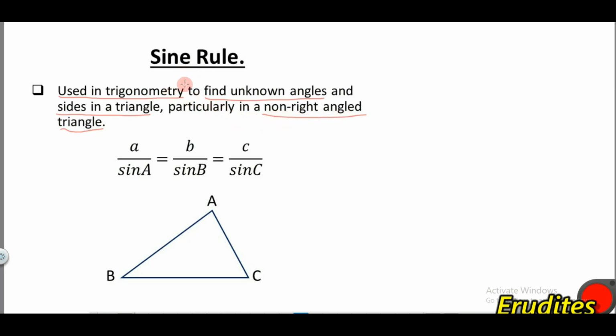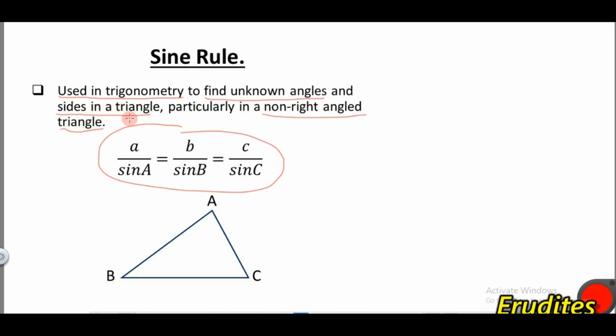Again, sine rule is a rule used in trigonometry. You should know what trigonometry is: the mathematical study of triangles. It's a branch of mathematics that deals with the study of triangles. So this is what sine rule states: a over sine A is equal to b over sine B is equal to c over sine C. This is sine rule.